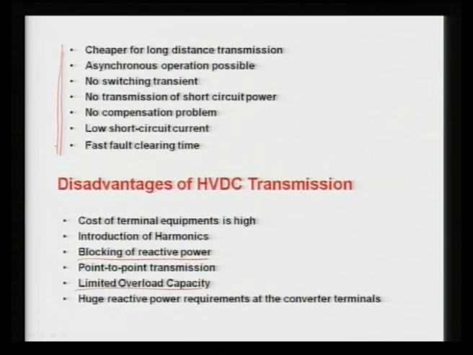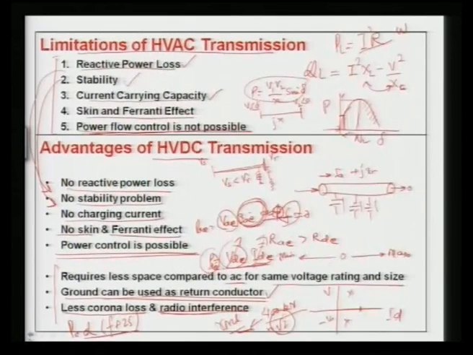You can say the fault clearing time, the compensation problem: no compensation is required for the capacitance, low short circuit, no transmission of short circuit power, less or no switching transients, asynchronous operation is possible, and it is cheaper for the long distance problem. So, all these we will discuss again in the next lecture, but in this lecture my main intention is to give you a concept why this HVDC transmission system is taking place all over the world, especially for long distance transmission.